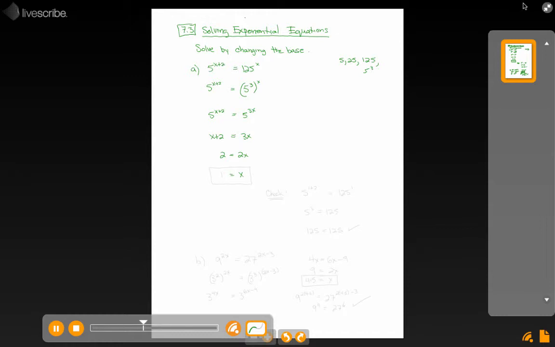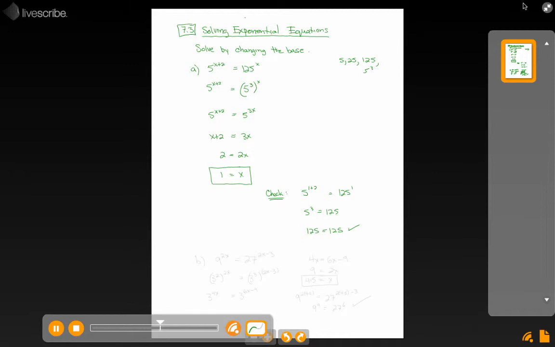We should check that our answer actually works. Later on in this unit, you'll run into some answers that are extraneous. But this one, I believe, if we do 5 to the 1 plus 2 equals 125 to the 1, we've got 5 cubed equals 125, which is true. 125 equals 125. I'm happy. This isn't an extraneous solution. It is the solution to that equation, and so that's solving by changing the base.